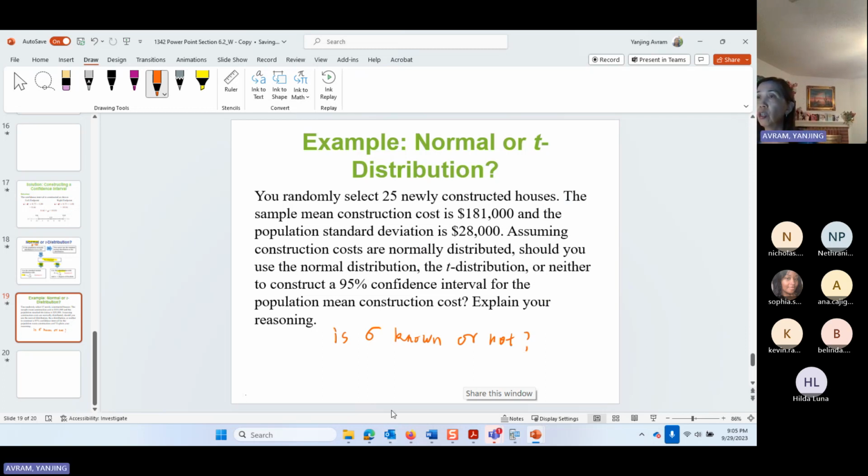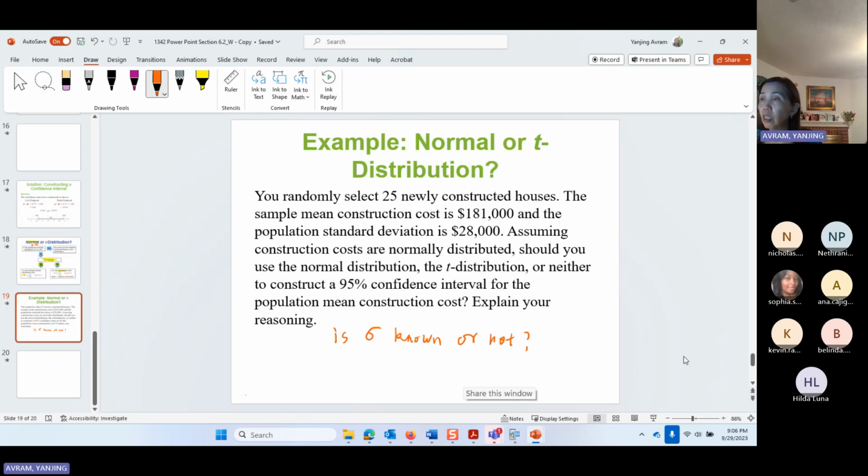Okay, so you randomly select 20 newly constructed houses. The sample mean of the construction cost is $181,000, and the population standard deviation is $28,000. Assume this cost is normally distributed. Should you use the normal distribution, T distribution, or neither, if you want to construct a 95% confidence interval for the population mean of the construction cost?